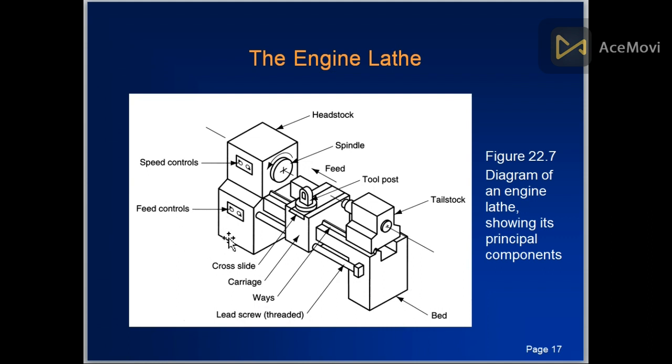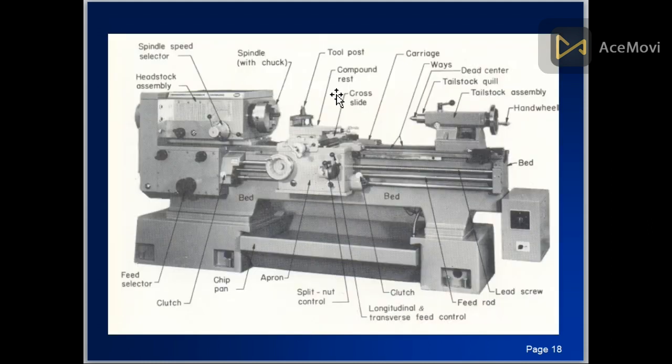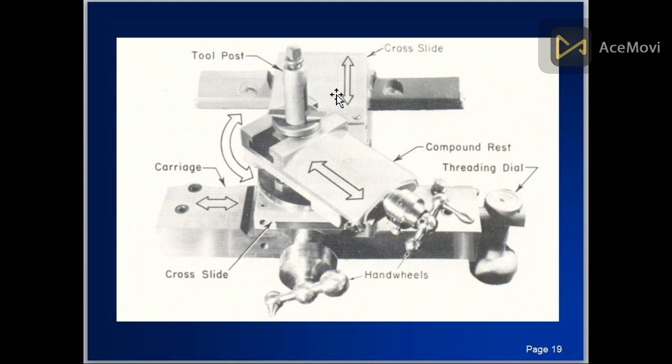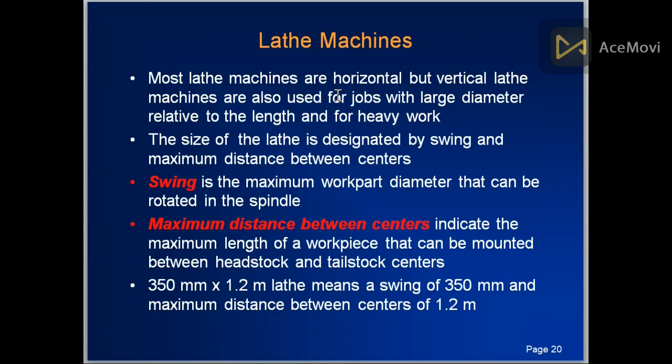This is the feed controls. This can be varied with the types of machines. This is another visualization of the lathe machine. This is the compound rest. Most of the lathe machines are horizontal, but vertical lathe machines can also be used for some jobs.